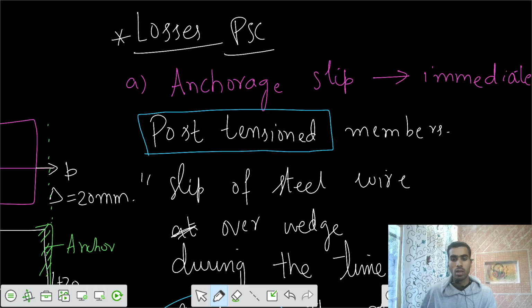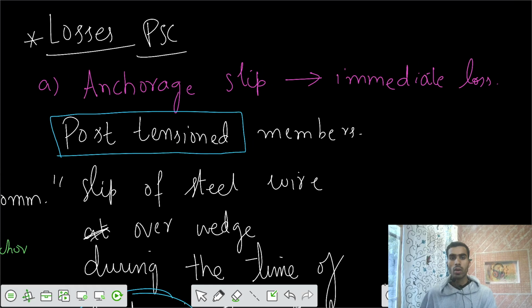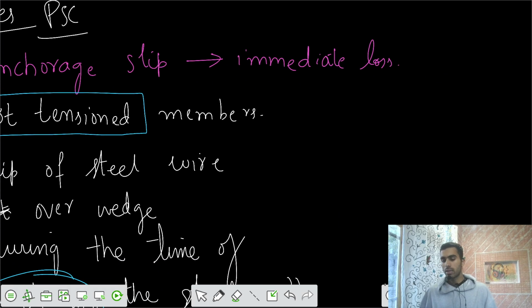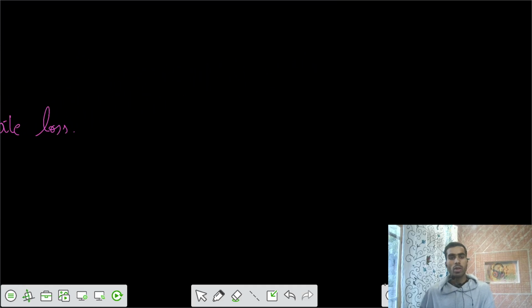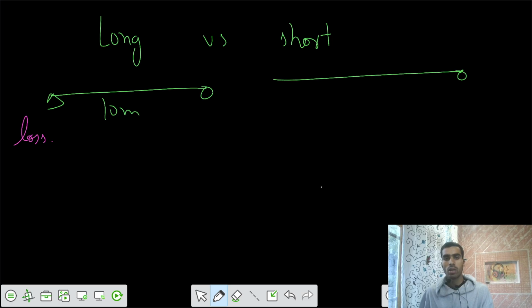Okay, post-tension members. And if you now compare a long member versus a short member, one of the members has a greater length. Let's say here the length is 10 meters, and here the length is only 4 meters.